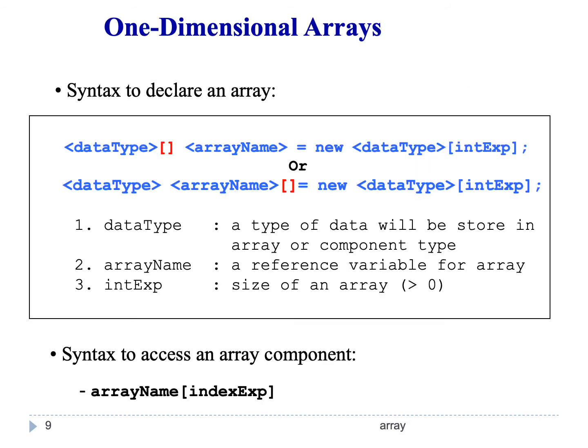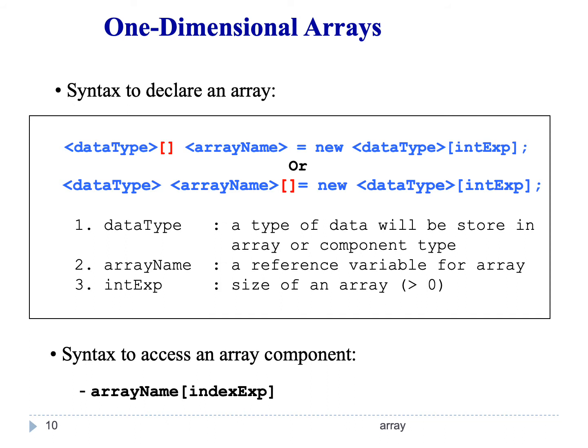Let's look at one-dimensional array first. To declare an array, there are 2 ways to do it. The first one is by writing the data type, square brackets, and then the array name equal to new data type, then in square brackets, the size of the array. Think of the size of the array as how many variables you want to have. So, as before, if we want to keep 5 values, then the size is 5. If we want to have 100 values, then the size is 100.